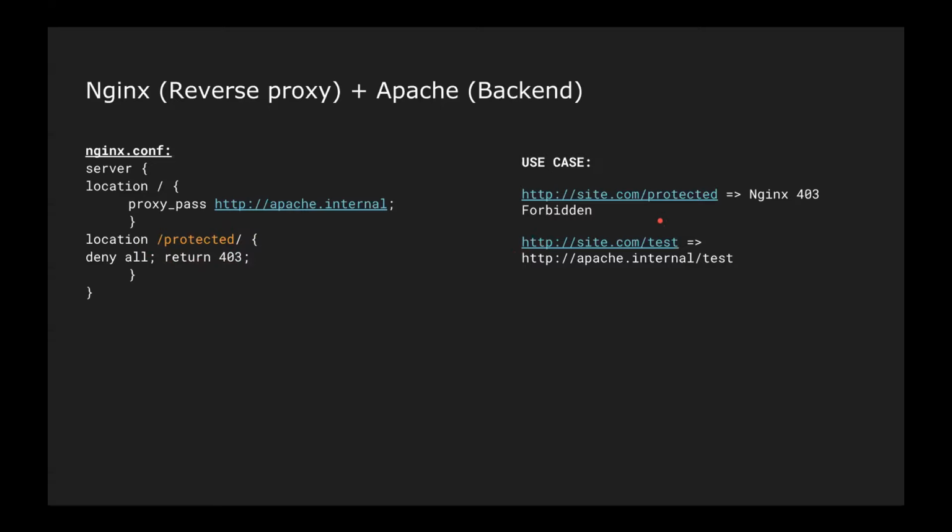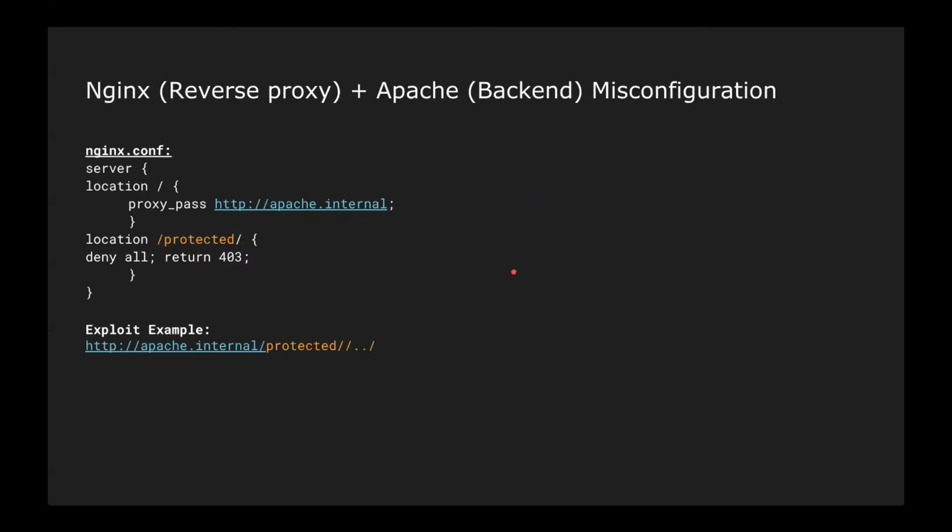The use case is quite simple here. If we access /protected, it will serve a 403 forbidden at the Nginx level. It will never make it to Apache. But if we access anything else, it will make it to Apache, and whatever response we get, it will serve using Nginx. But this could be bypassed, and that is using /protected//. Now remember how we have a special meaning for this.